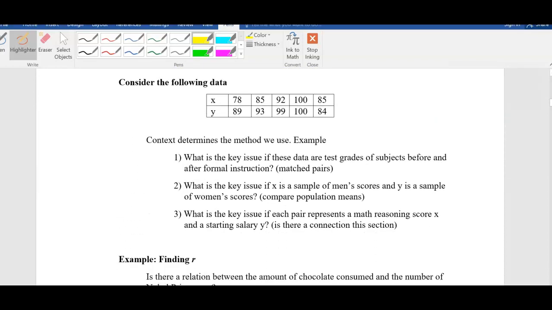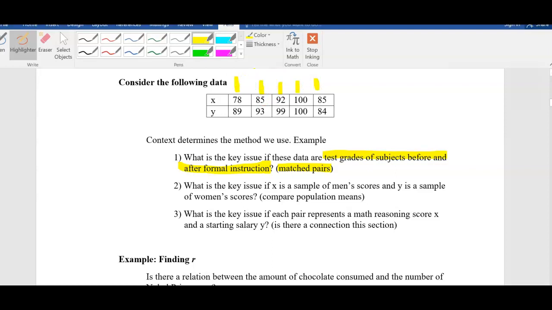All right, here are our data points. We have our data points and we want to test this. When we look through here, what is the key issue if these data points are test grades of subjects before and after informal instruction? Well, if they're before and after instruction, these are matched pairs. Because every one of these goes to an individual, I am not using a linear correlation.